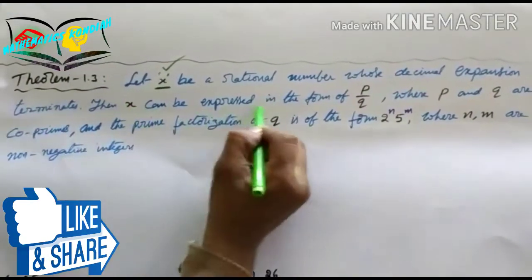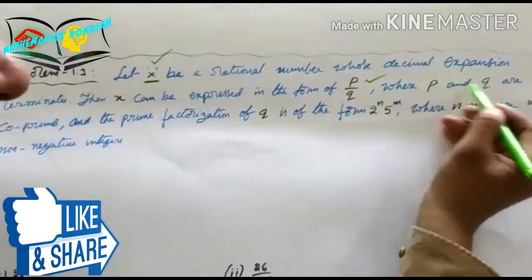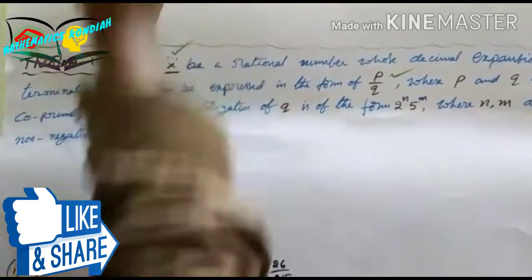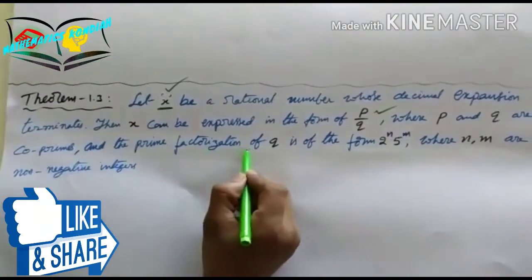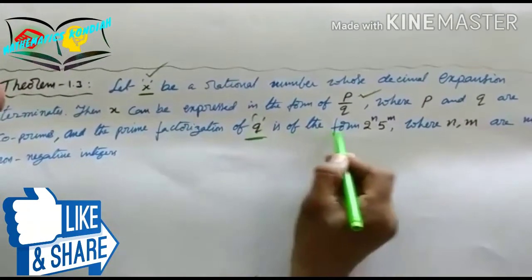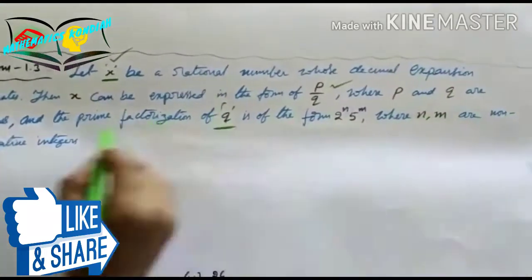Then x can be expressed in the form of p by q, where p and q are co-primes. We have already discussed this above. And the prime factorization of q is of the form 2 power n into 5 power m, where n and m are non-negative.